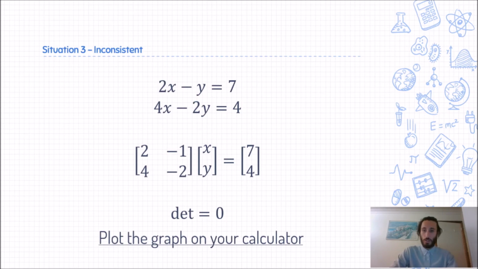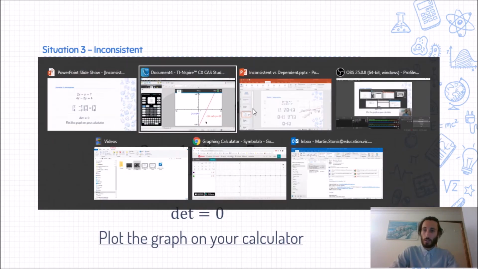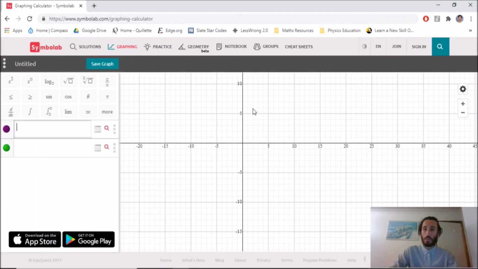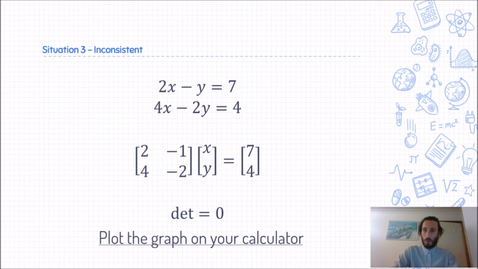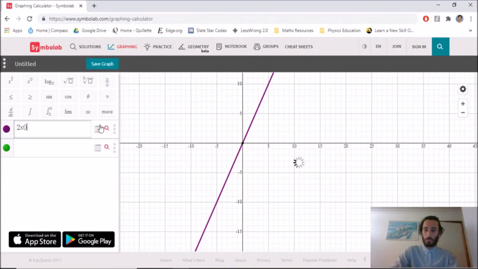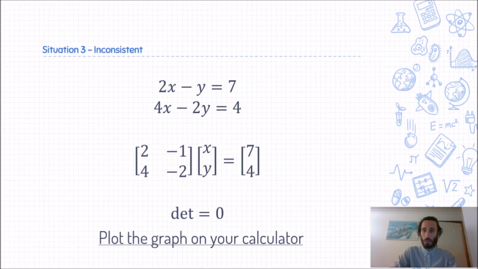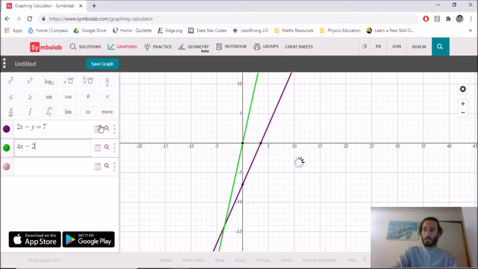So we plot this on our calculator, but if you don't have a calculator and you're working from home, you can plot this in this graphing calculator on Symbolab. So just Google Symbolab graphing calculator, so it's not going to be the same matrix calculator we've been using. And put in the equations. 2x minus y equals 7. And then your other equation is 4x minus 2y equals 4.